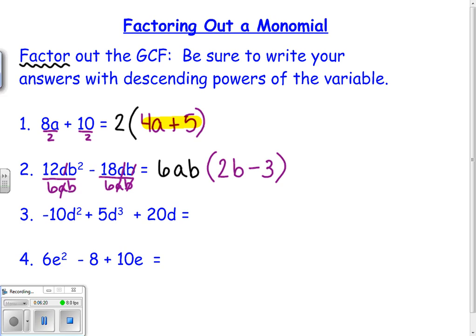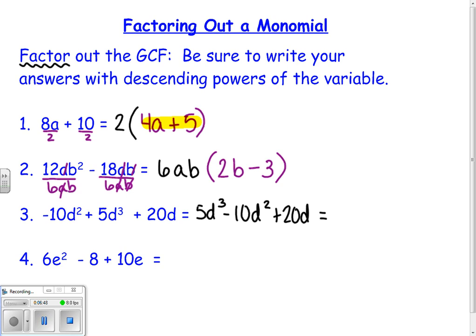If you take a look at number 3, I'm going to talk about the directions that I didn't talk about before. It says, be sure to write your answers with descending powers of the variable. That means you need this in order before you do anything else. So if you look, the d cubed on this one comes before the d squared. So before I even do anything else, I'm going to rewrite it as a 5d cubed, put that first, then minus 10d squared plus 20d, and then I'll factor.